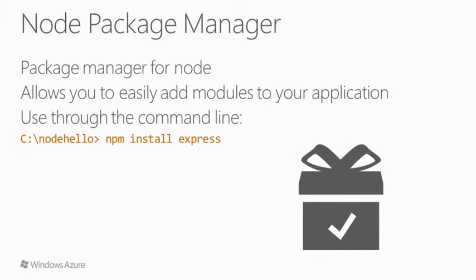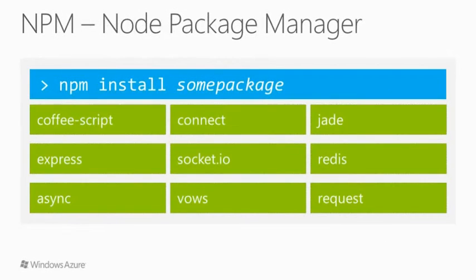Node.js has an excellent package manager called Node Package Manager, or NPM. NPM is installed by default on Windows when you install Node.js. This package manager is similar to NuGet or Gems and allows you to easily install Node modules in your app using the command line. The command to install a Node package is npm install and then the package name. You can see some of the popular packages listed such as socket.io or Jade.